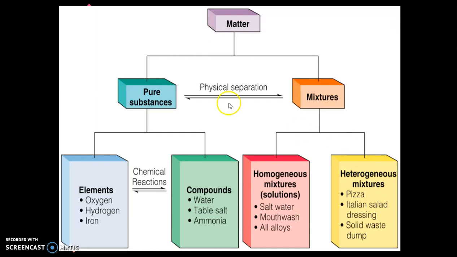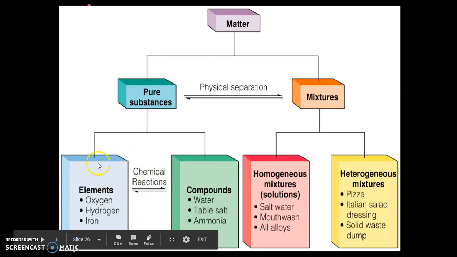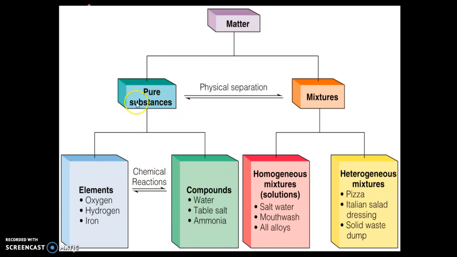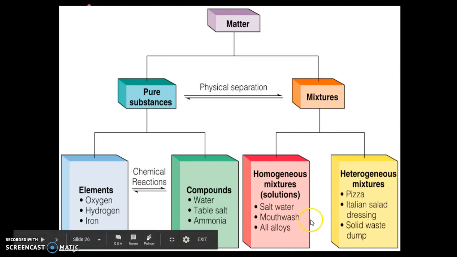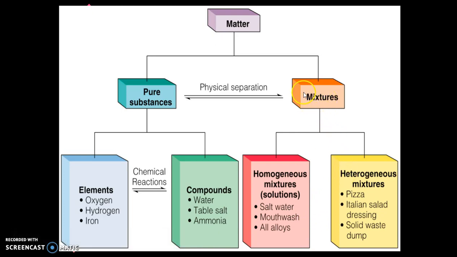You should already know the difference from physical science. But the pure substances, they can only be separated by chemical means. So chemical reactions are what's going to take those elements and turn them into compounds, or the compounds back into their individual elements. So when you think pure substances, I want you to think chemical. Mixtures, you can separate them physically. I can have a mixture of elements, I can have mixtures of compounds, but all mixtures you can separate physically.